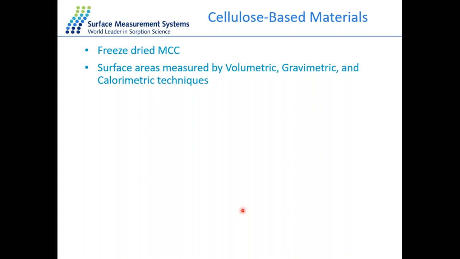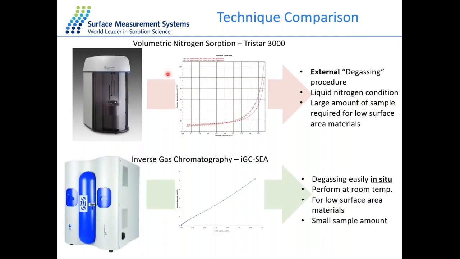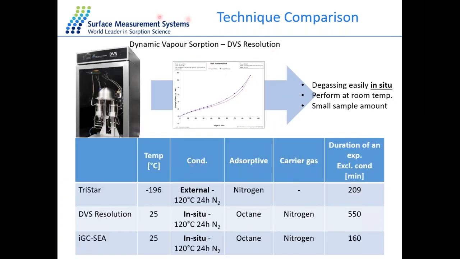So I'm going to look at some freeze-dried microcrystalline cellulose, and we measured the surface area by volumetric techniques, so by nitrogen data, by gravimetric using the DVS. I'm sorry, not calorimetric, chromatographic techniques using IGC. So the volumetric data was done with a TriStar from Micromeritics, inverse gas chromatography by SMS, and the DVS Resolution by SMS as well for the gravimetric technique.